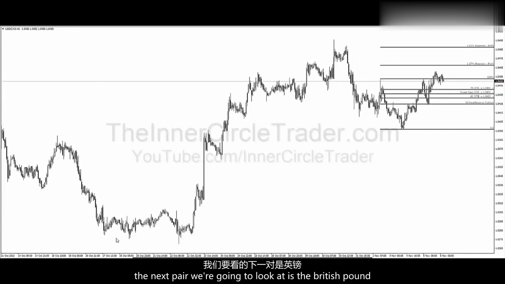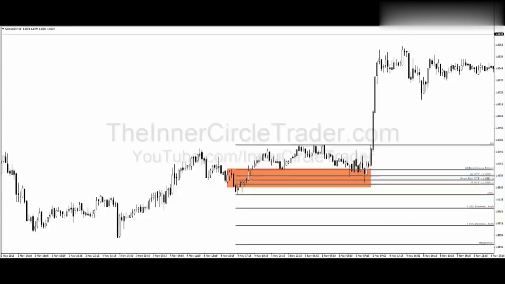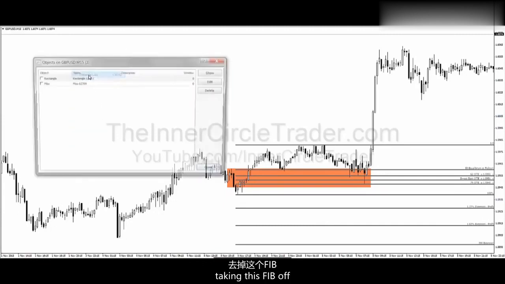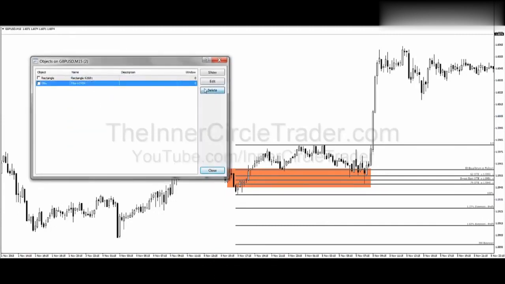The next pair we're going to look at is the British Pound USD. And here you go, there's a nice order block and a reaction off of it. This was put on the charts in advance, and you can see the reaction of price afterwards. But we're going to look at taking this fib off, and we'll take the rectangle off, and zoom out a little bit.